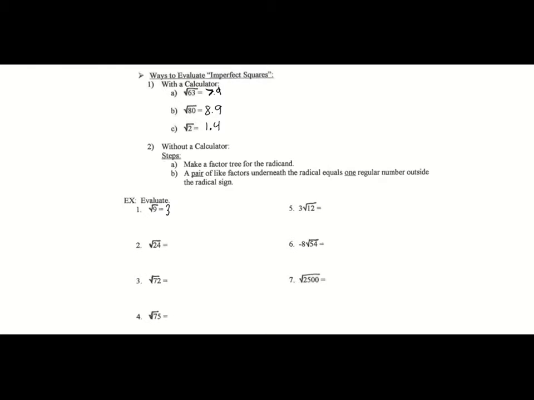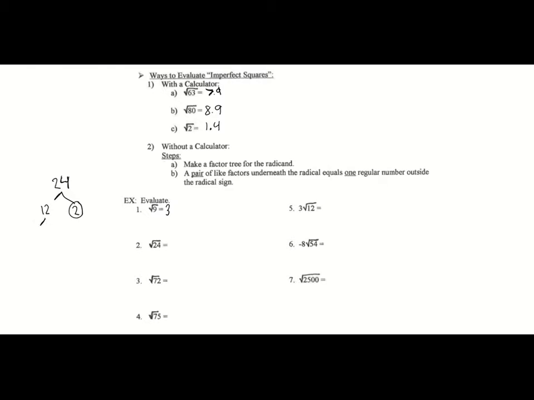Number 2 is an example of an imperfect square, and this is where we're going to use a factor tree. So if we have 24, we can divide that up into 12 and 2. 12 times 2 gives us 24. That 2 is as small as we can get on this side because the only way we could break that 2 down would be into a 2 and a 1, and we still have a 2 there. So that 2 is the smallest we can get on this side.